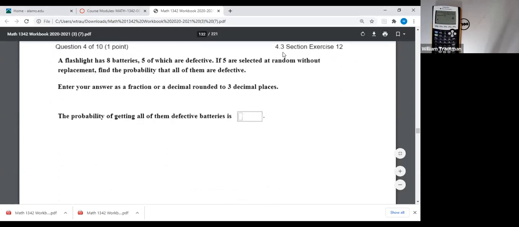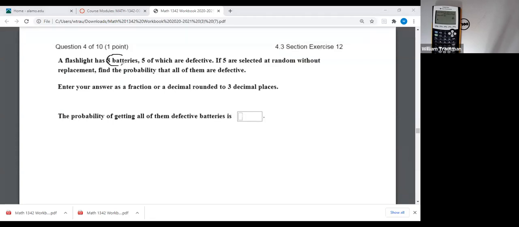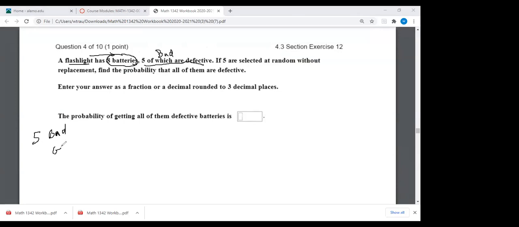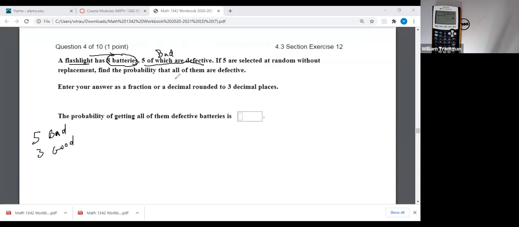Let's take a look here. Some of these word problems can be a little tricky. Not a lot, but a little. A flashlight has 8 batteries, 5 of which are defective. So it has 8 batteries, but 5 are bad. I'm going to put over here, 5 are bad. How many are good? 3. Yeah, there's 8 batteries. 5 and 3 is 8. So if 5 are bad, that means 3 are good.